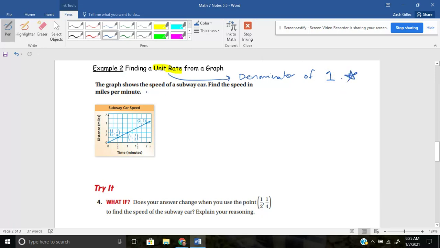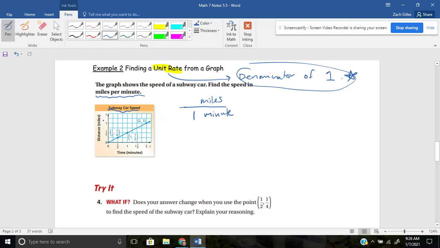The graph shows the speed of a subway car. So this is a subway car speed. Find the speed in miles per minute. And when we're talking about a unit rate, we want to know how many miles does our subway car go per every 1 minute. Again, because we're looking for a rate that has a denominator of 1, a special rate called a unit rate.